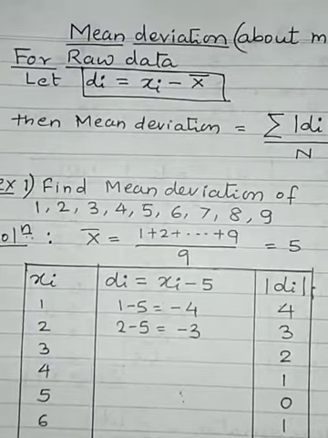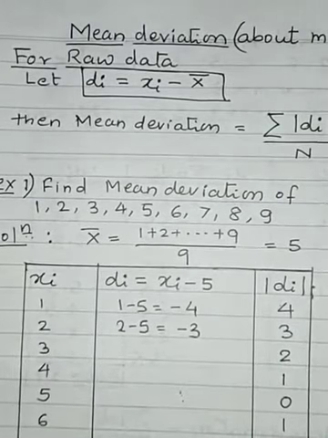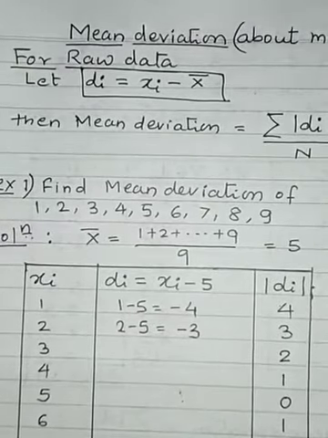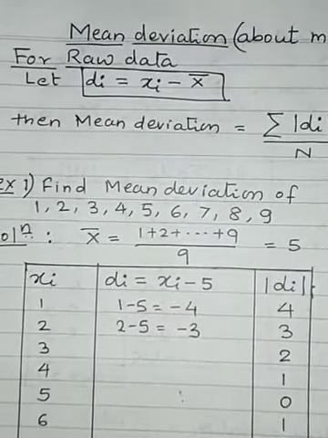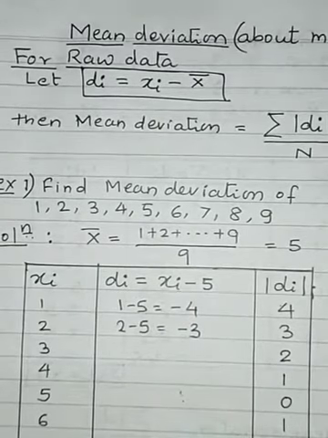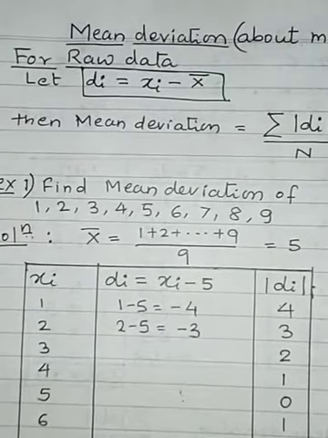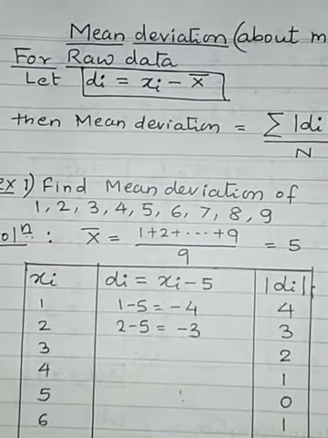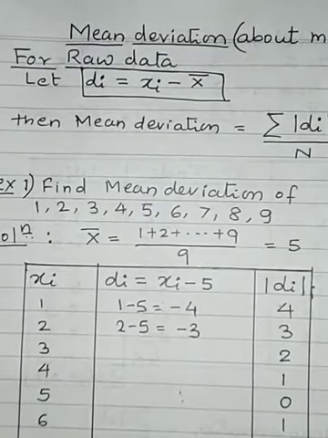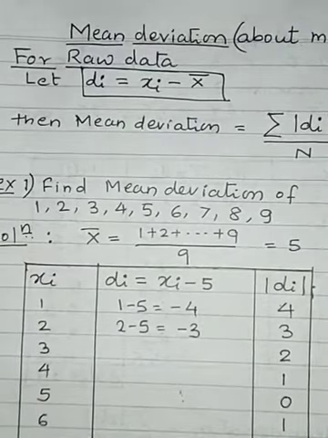First of all, you have to find x bar. For raw data, how do you find x bar? You just add the numbers. So 1 plus 2 plus 3 plus dash dash dash up to 9, divided by how many numbers are there? There are 9 numbers. So n is equal to 9 here. So average is 5. Clear?